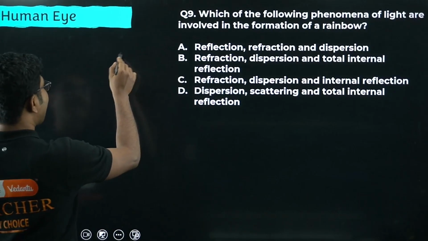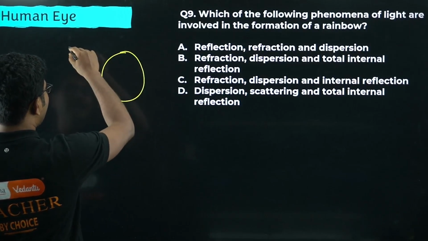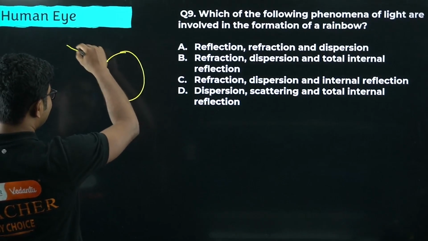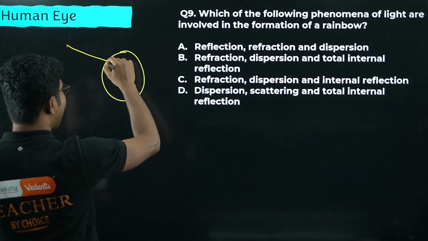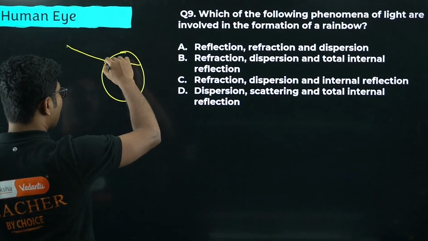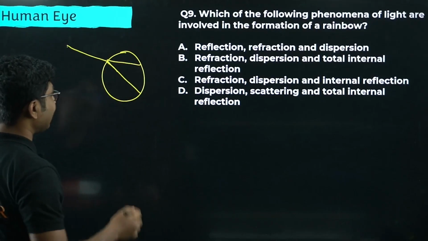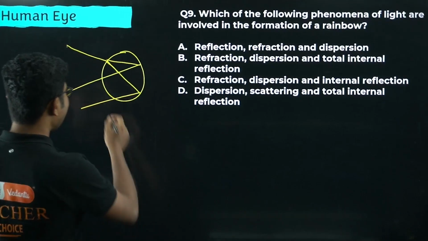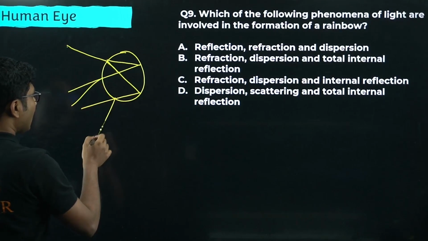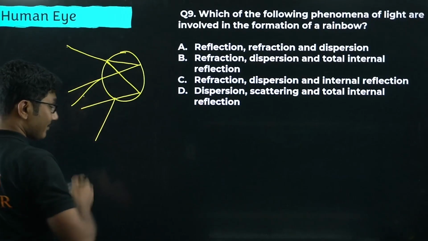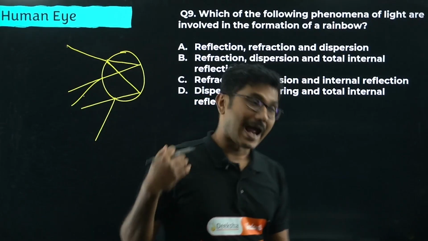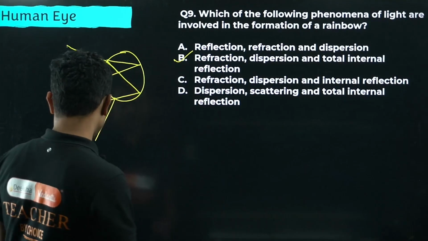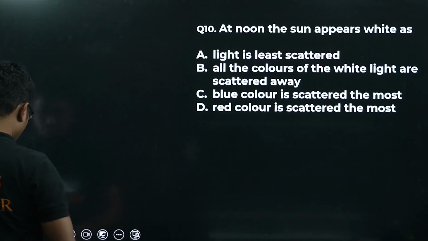If you remember the diagram, first there is a raindrop, the light rays are traveling, and there is refraction happening when the light ray travels from air to water, and then there is dispersion also happening because the light rays are splitting into 7 colors, and from the other surface of the raindrop there is a total internal reflection happening. Again there is a refraction happening at this boundary, so refraction is involved here as well. So refraction, dispersion and total internal reflection, these are the 3 points. So option B is the correct answer in this case. Next question, let's move on.